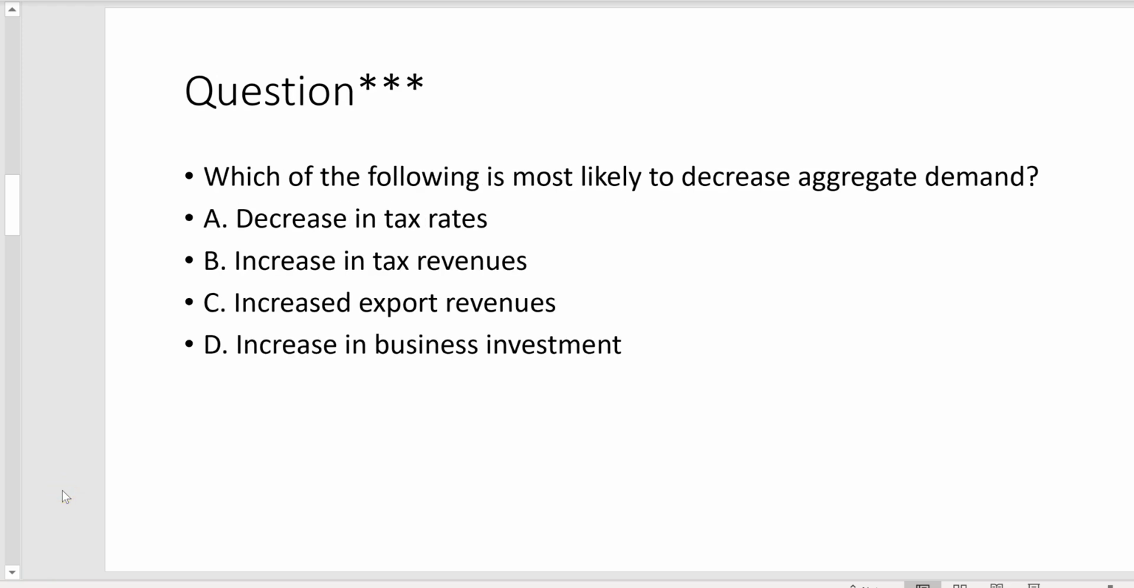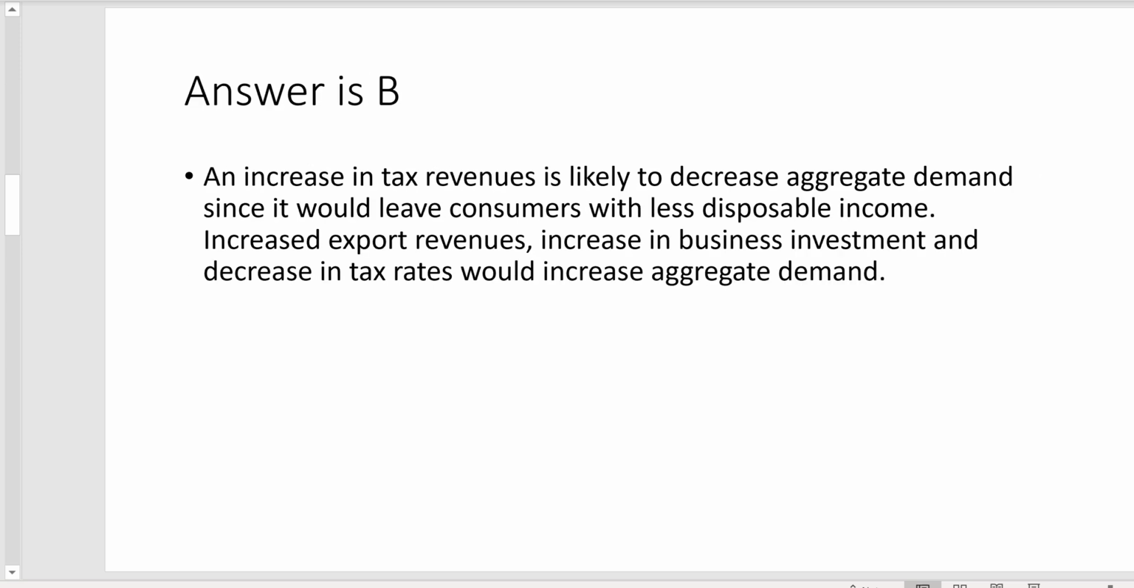So which of the following is most likely to decrease aggregate demand? A says a decrease in tax rates. No, a decrease in tax rates would have the opposite effect and would increase aggregate demand. B, increase in tax revenues. That's likely to decrease aggregate demand because an increase in tax revenues means you're paying more in taxes, you have less disposable income, less to spend, which means aggregate demand shifts to the left. So B looks good. Increase in export revenues, that's an increase in aggregate demand. An increase in business investment would also increase aggregate demand. So B looks like the best choice.